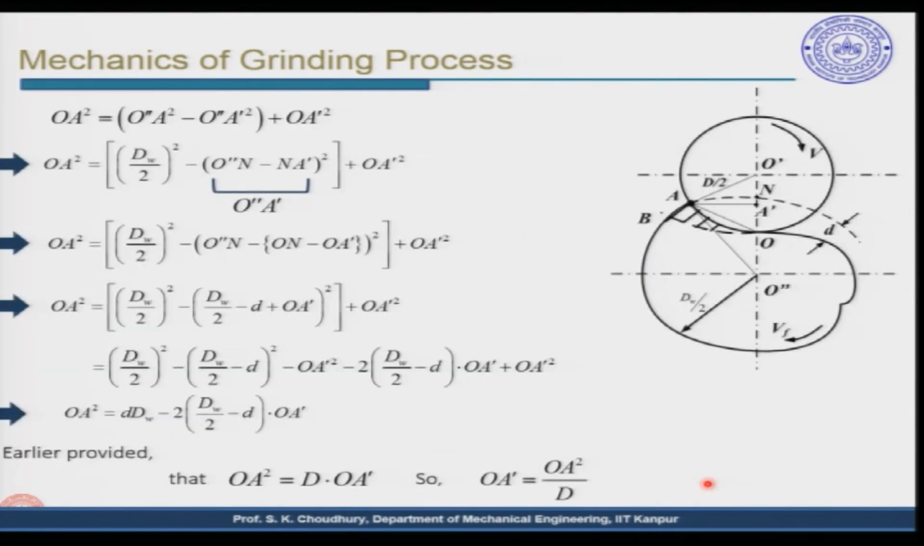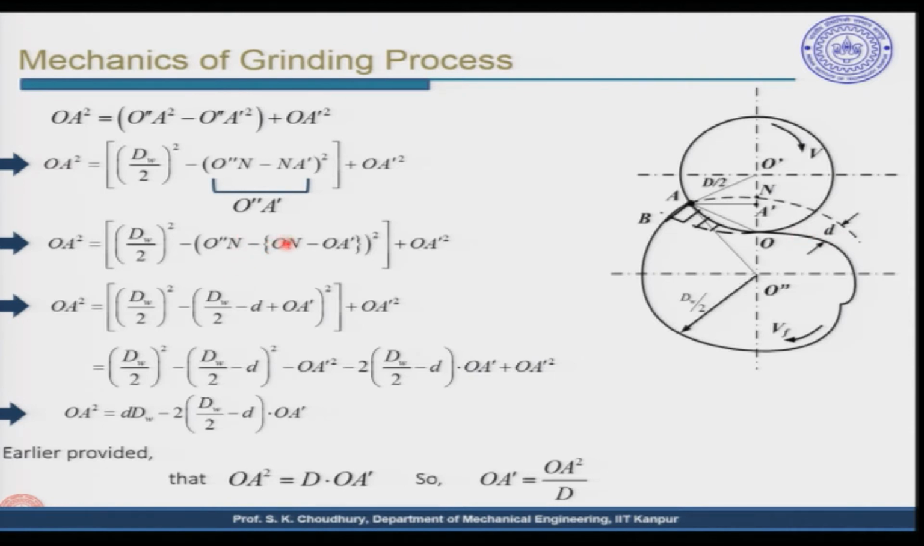Okay. So, next we are manipulating this: OA square is equal to O2 prime A square minus O2 prime A prime square. From the diagram you can see this, and O2 prime A is dw by 2, that is, the diameter of the workpiece, and O2 prime A prime can be said as O2 prime N minus NA prime. Now, here you understand in this figure, if we extend the curve, between the machined surface and the unmachined surface, this distance will be the depth of cut, like we have seen earlier in case of the surface grinding process. So, in case of external cylindrical grinding, this is the depth of cut.